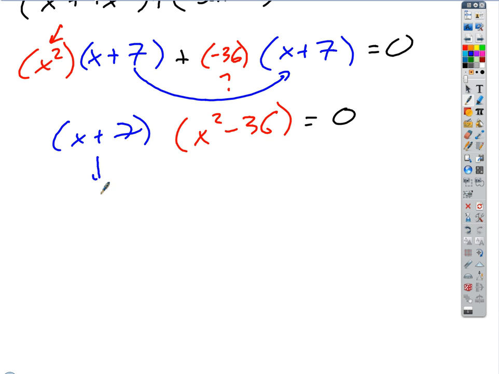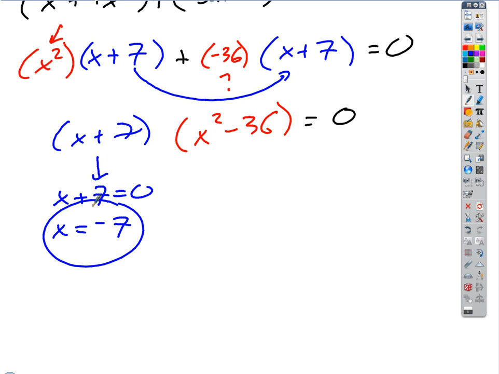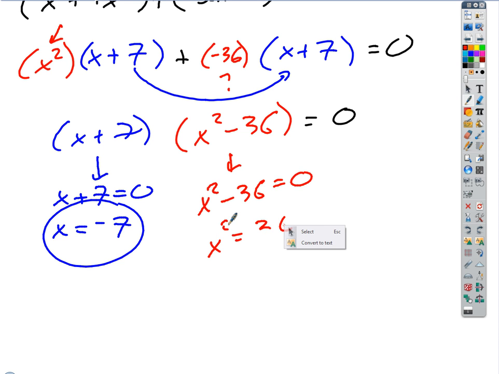We can just set this one equal to 0 and get what result? What's our solution? If x plus 7 equals 0, then x equals negative 7. So that's one of our zeros, okay? Now what if we set this guy equal to 0? Okay, what do we do to solve that one? 2 steps? Plus 36 and then square root. So we're going to get x squared equals 36.